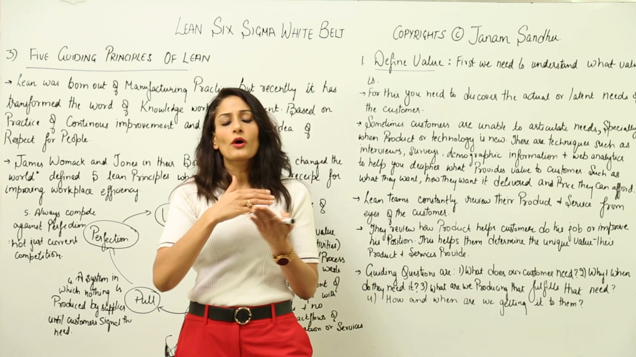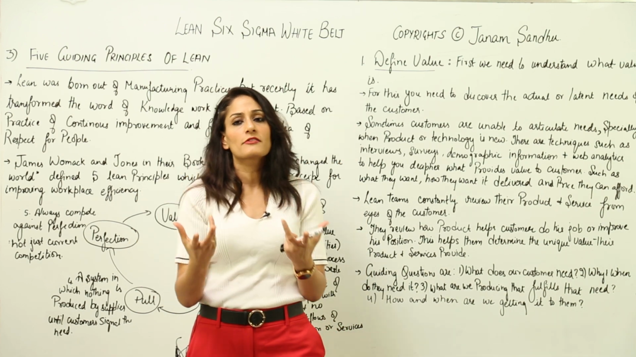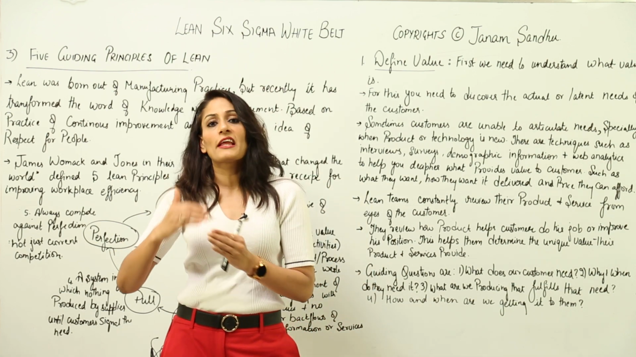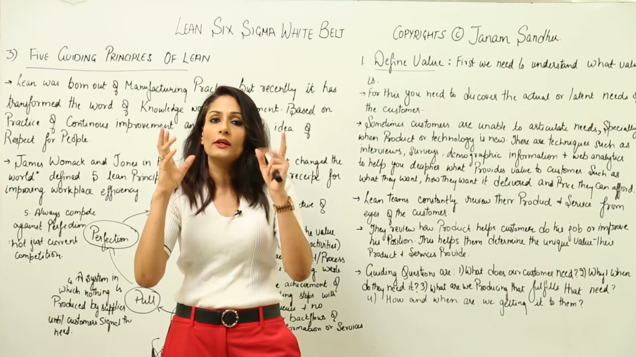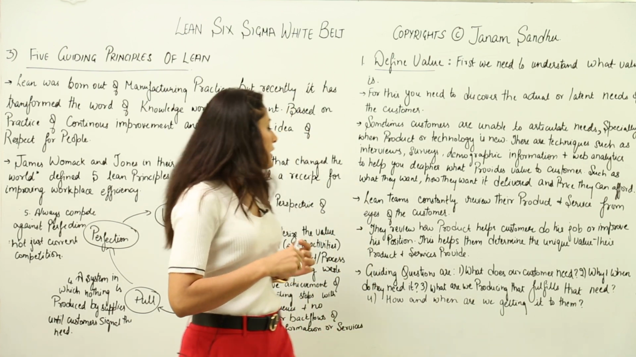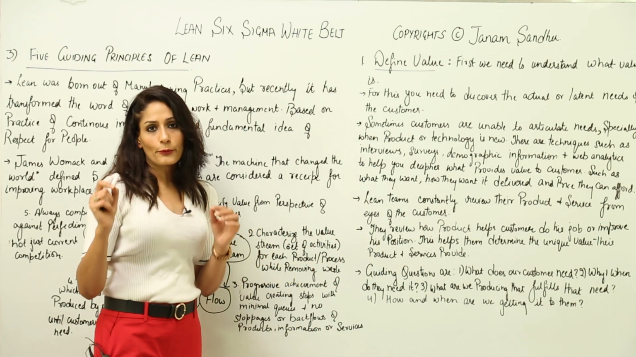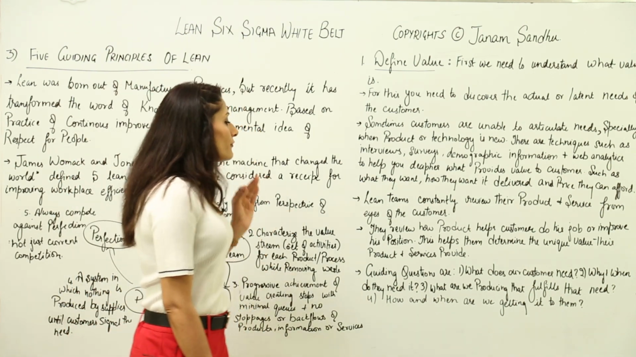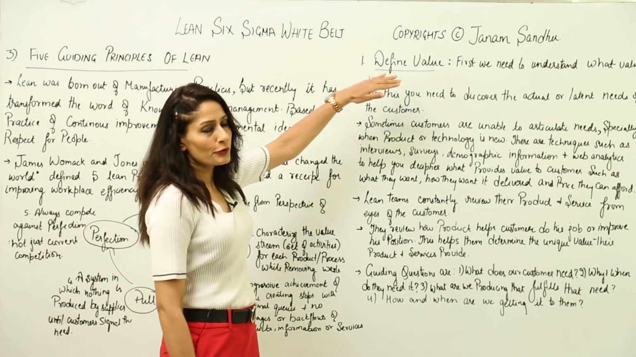Think of something that you are just making or you are trying to provide the service for. Think whether you are going to avail it, and if you are going to avail it, how you are going to use it, then you will understand the perspective of your customer. For this, we have a few guiding questions. There are ideally 4 questions which lean teams ask to find out how to define value.